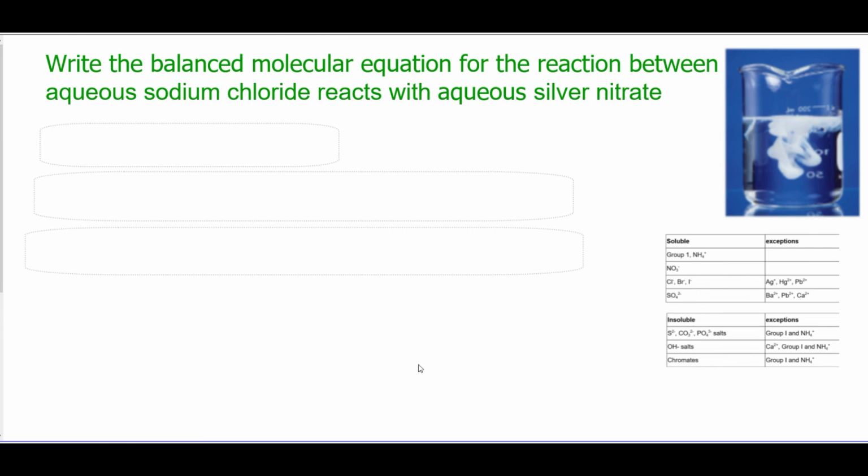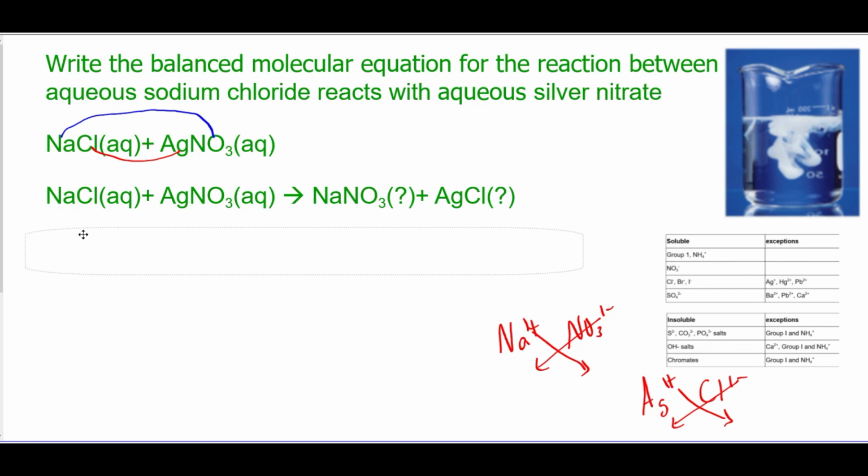Let's try one more. You need to write the reactants formulas, so cross sodium with chloride and silver with nitrate. Now that I have my reactants formulas, I want to figure out my products. I'm going to cross sodium with nitrate and then silver with chloride. Looking to balance this one, I notice that it's balanced as written. I don't need to add any coefficients. If I look at sodium nitrate, group 1 plus a nitrate, definitely going to be aqueous. I have silver chloride. Most chlorides are soluble, but silver is an exception to that, and it will be a solid.